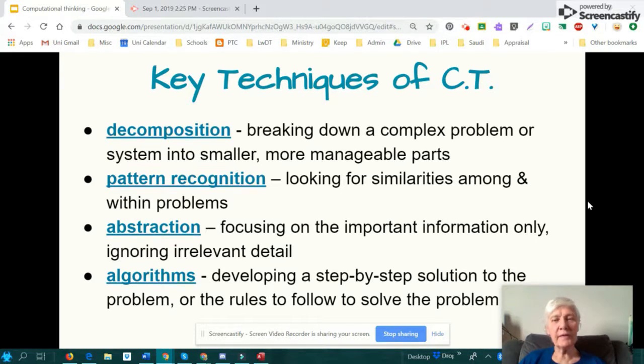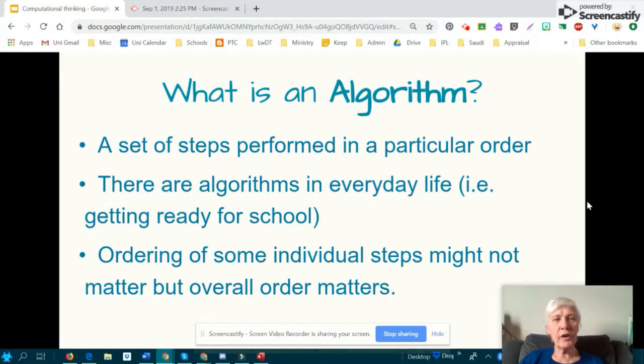Algorithms are step-by-step solutions to the problem, or the rules that we follow to solve a problem. So the steps are performed in a particular order, and we can have algorithms in everyday life, for instance, getting ready for school. The ordering of each individual step might not matter, but overall order will matter in an algorithm. So if I'm getting ready to go to work, for instance, I could have my breakfast first, or I could pack my things for work, but I need to do both of those things before I leave for work.